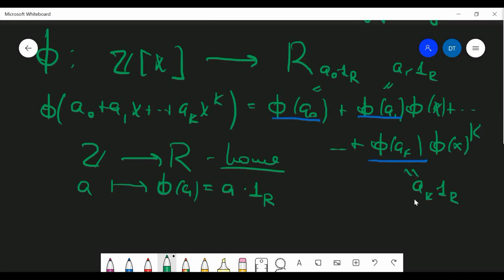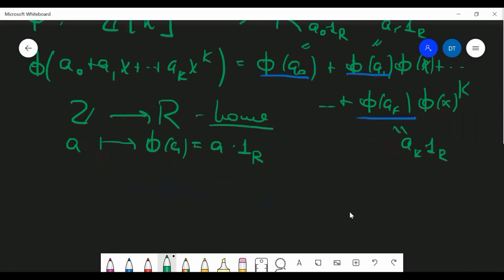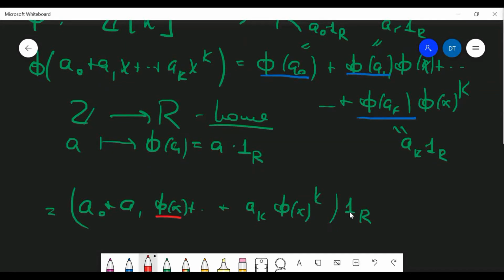So as you can see, the image of this element is of this form: a0 plus a1 phi of X plus etc. plus ak phi of X to the k, times 1_R. So the only choice that we have is to choose the element phi of X.